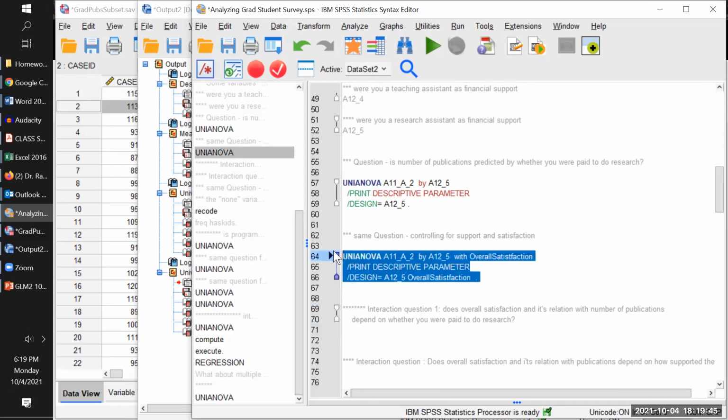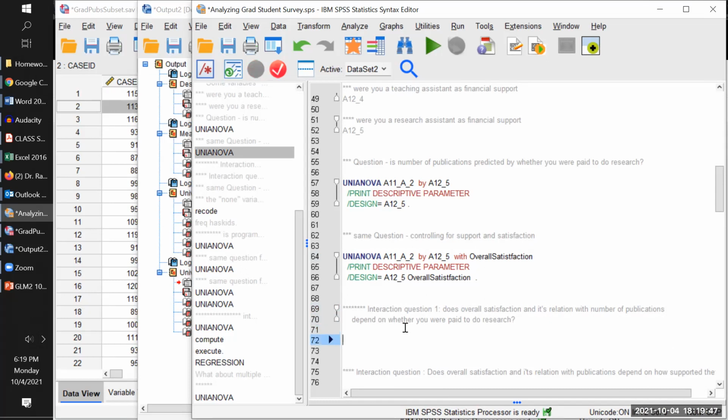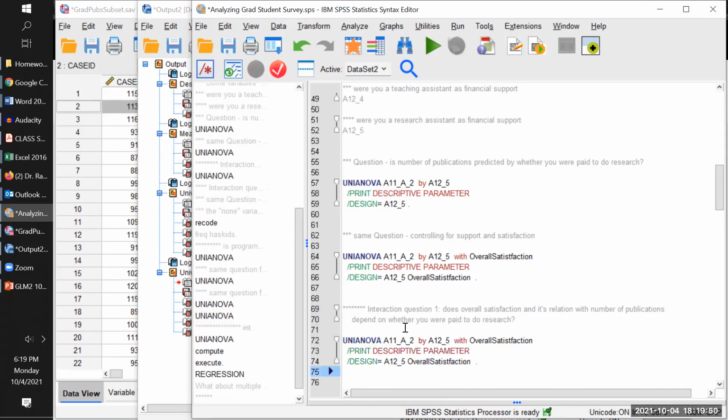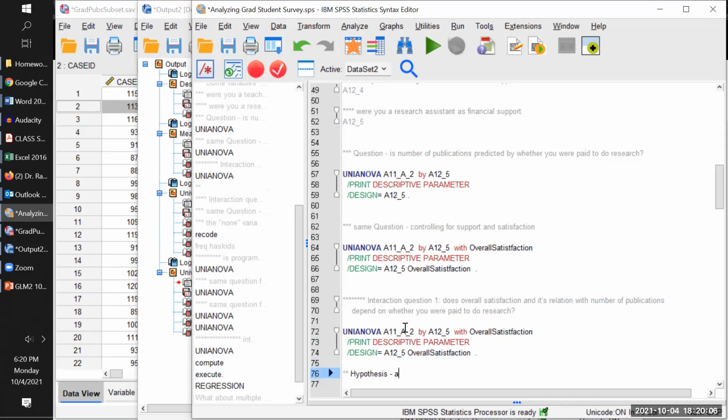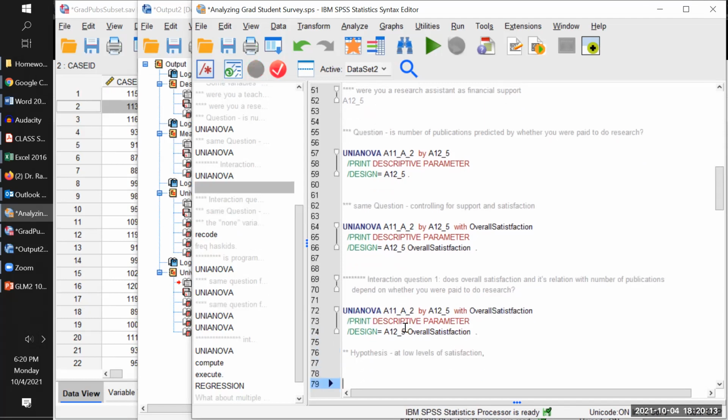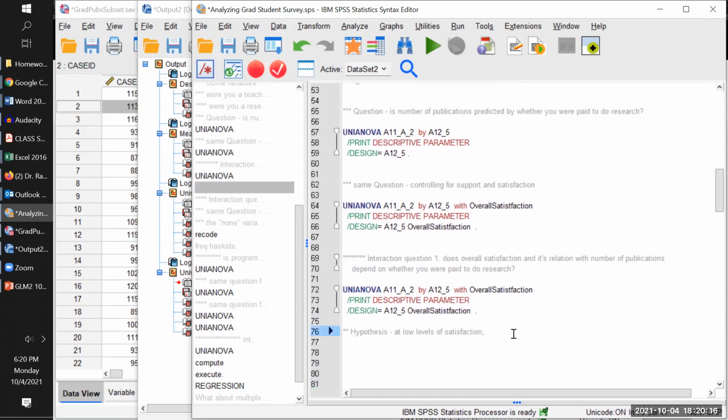What do we think it's going to look like? Do you think it's going to cross? Is it going to be a disordinal interaction or an ordinal interaction? What do you think? At low levels of satisfaction, what do we think will happen? Will there be a difference between being paid for research and not paid for research in terms of publications?